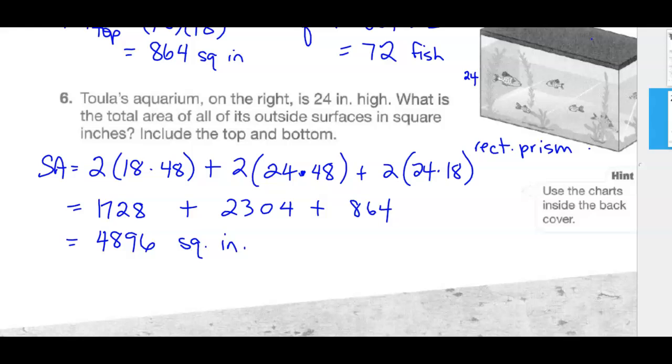Okay, so that's the end of the warm-up. Kind of gets you into surface area with this last question. So now you can start on chapter 3.1.